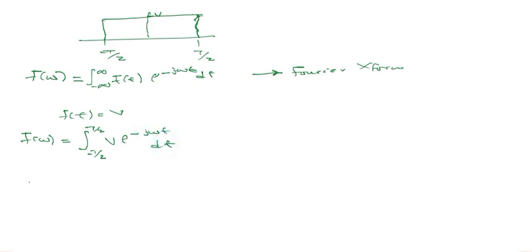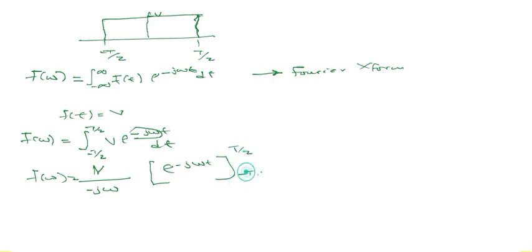Now integrating this, F of omega is equal to, we know that v is constant. We are just going to be integrating exponential minus j omega t. Integrating minus j omega t, this coefficient is going to come down: over minus j omega. Let's bring v outside, since v is a constant: v exponential minus j omega t, with limit from minus t over 2 to t over 2.